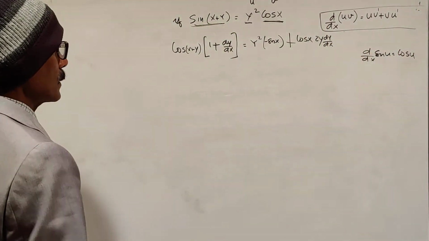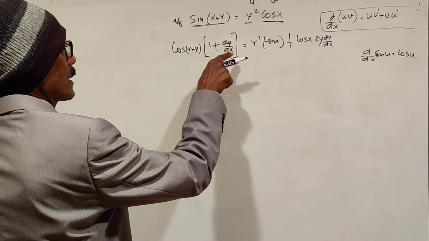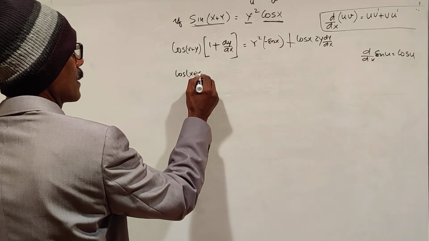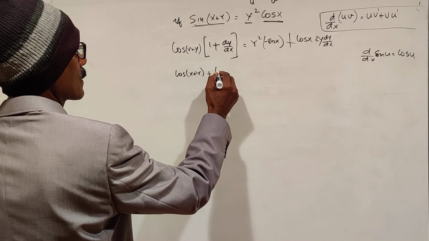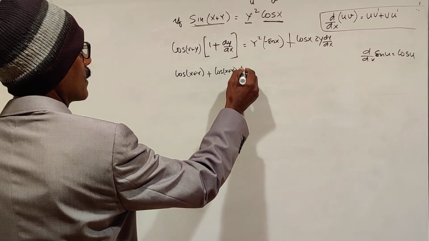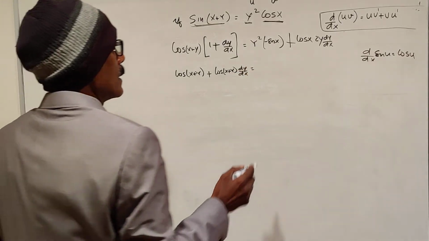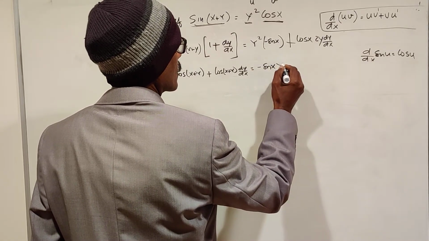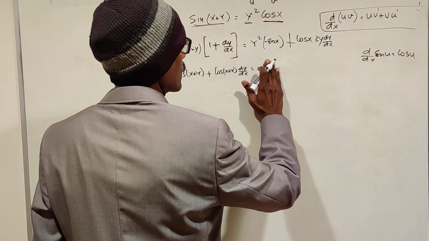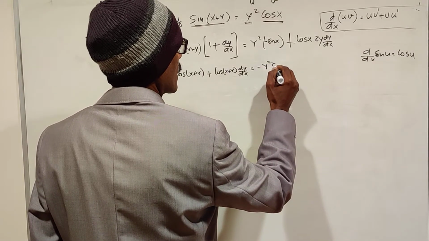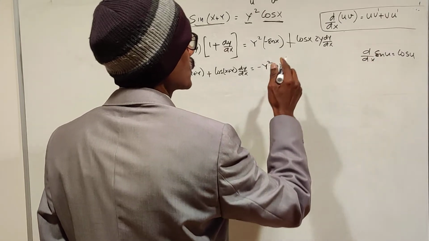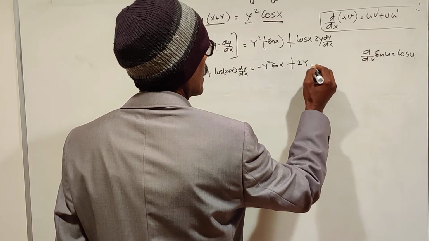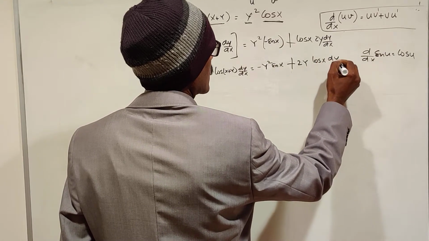Distribute cos(x + y), or open the bracket. cos(x + y) times 1 is cos(x + y), plus cos(x + y) into dy by dx equals, I will write minus first, minus y square sin x, then plus 2y cos x into dy by dx.